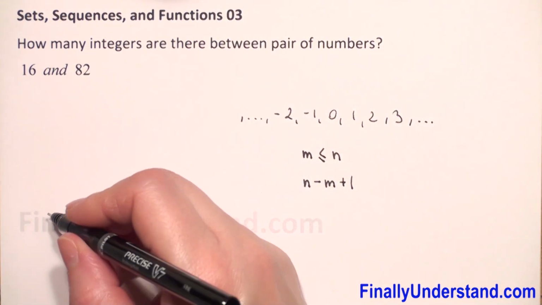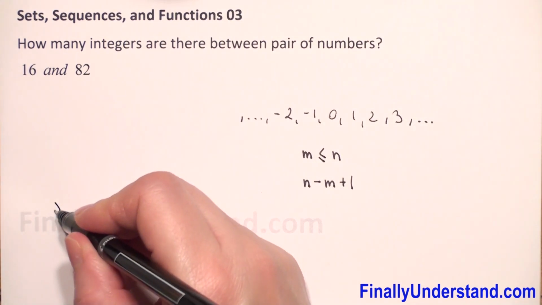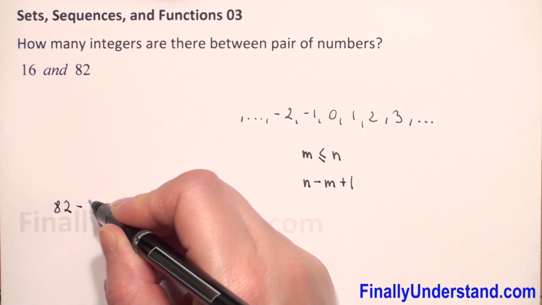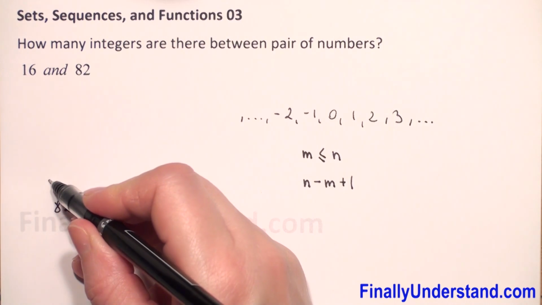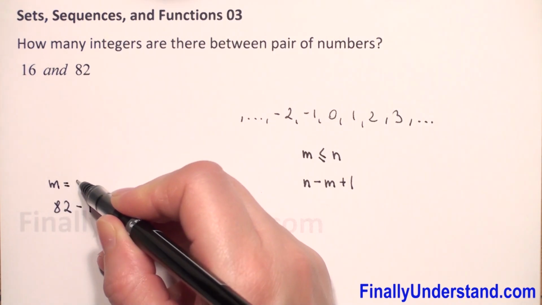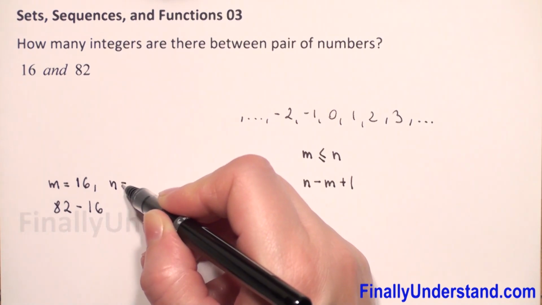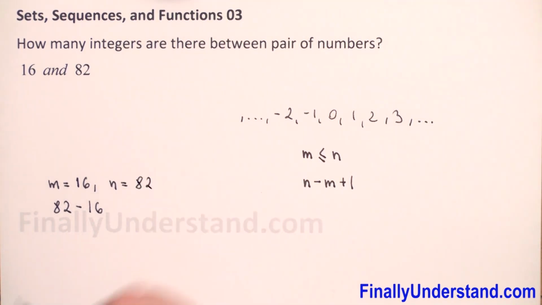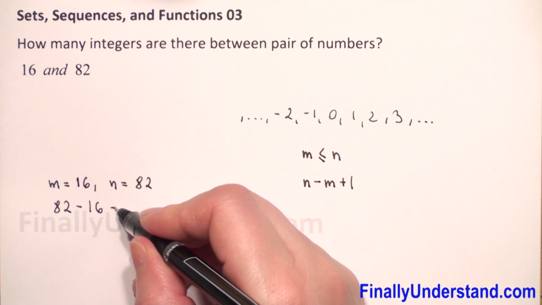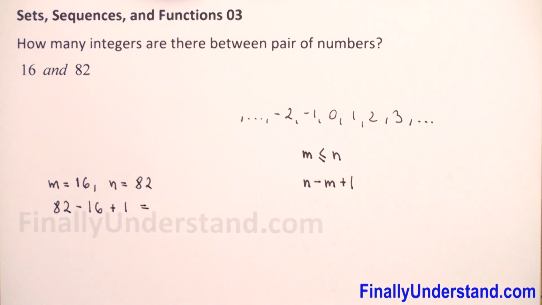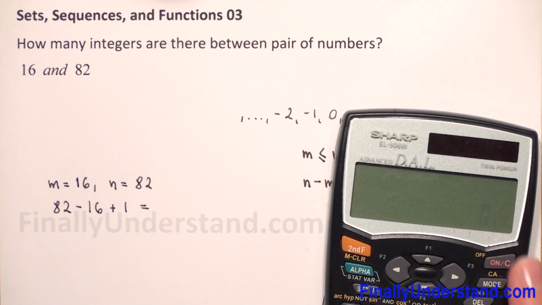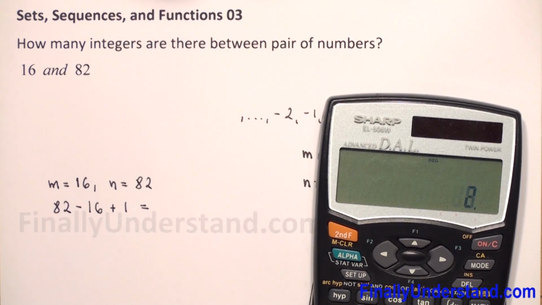So now from 82 we subtract 16, because our m is equal to 16 and our n is equal to 82, and we need to add 1. So this is equal to, we can always use a calculator, 82 minus 16 plus 1, so we have 66 plus 1, equal to 67.